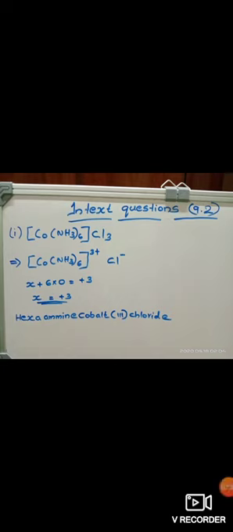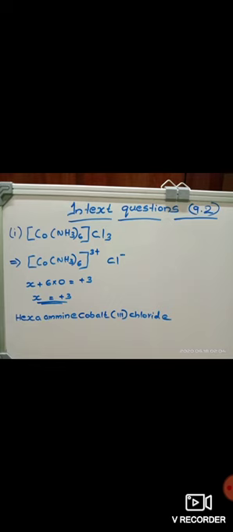Now the second question, in-text question 9.2. Write the name of the compound by using the formula. How to write the name? First of all, we want to calculate the oxidation state of the central metal atom. By knowing the oxidation state of the central metal atom, we are able to write the name of the compound. So, the first step is to split this compound into two, the anionic part and the cationic part.